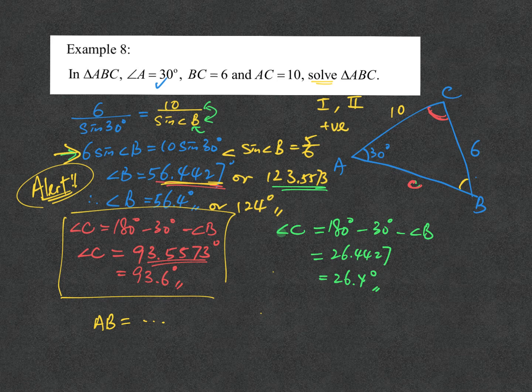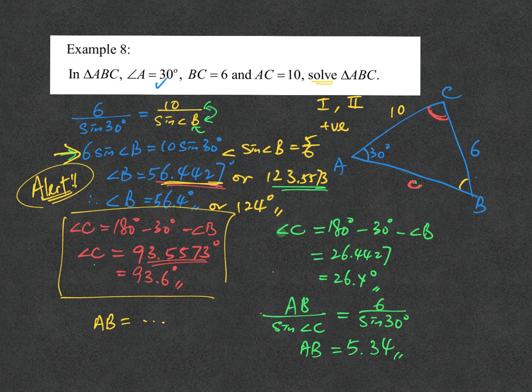So for the part about finding AB, by making use of the sine law once again, AB over sine angle C equals 6 over sine 30 degrees. And AB by calculator, you should have got 5.34 finally. So next time when you apply the sine law, be careful and alert that there may be a second answer in quadrant 2 when you consider a triangle.